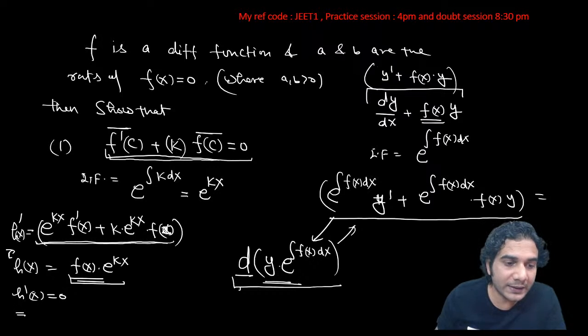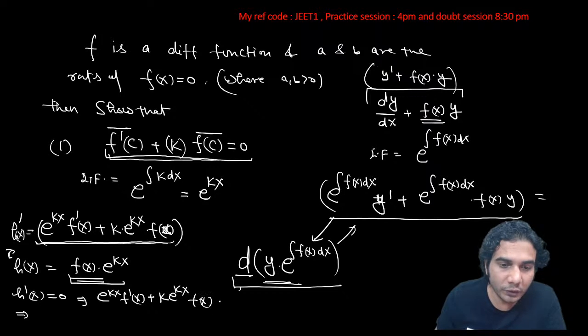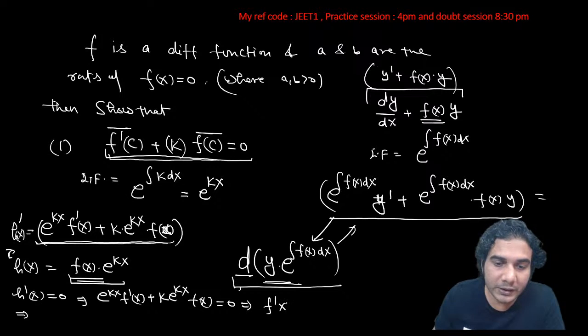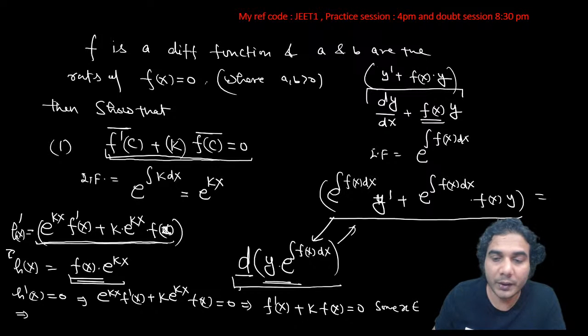And if you write h dash x is equal to 0, it is going to be e raised to kx into f dash x plus k into e raised to kx f(x), UV rule, all right, is equal to 0. Now you can divide by e raised to kx, because e raised to kx is not 0. So after dividing by e raised to kx, you can write f dash x plus k times f(x) is equal to 0 for some x belonging to your interval a to b.